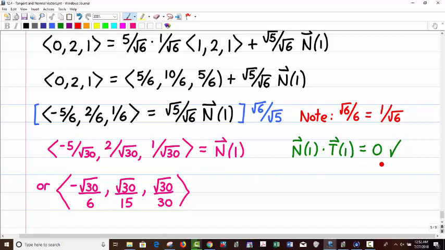I didn't show the work, but you can obviously double check that yourself if you want to. Dot that with t of 1 and make sure it equals 0. And then the bottom answer is just rationalizing the denominator.